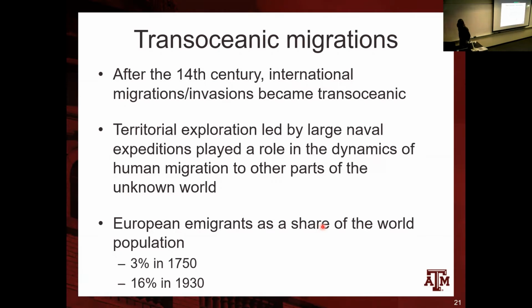European migrants as a share of the world population, because of these naval expeditions, increased from only 3% in 1750 to 16% in 1930, saying that 16% of Europeans were living in a country different than the one they were born in, a country outside of Europe.